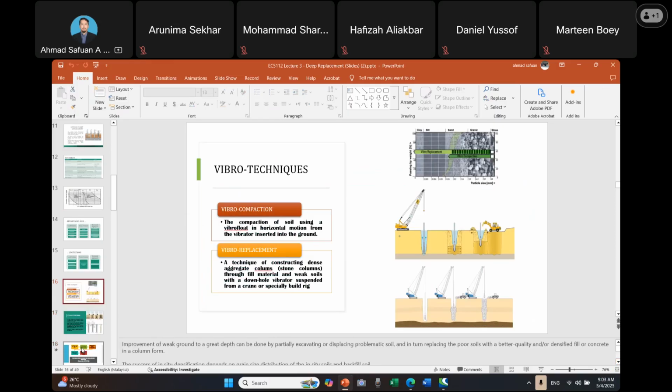So this is for vibro compaction: the compaction of the soil using a vibro float in horizontal motion from the vibrator inserted into the ground. Then we have another, they call it vibro replacement, a technique of constructing dense aggregate column, stone column, to fill material and weak soil with a downhole vibrator suspended from a crane or specially built rig.